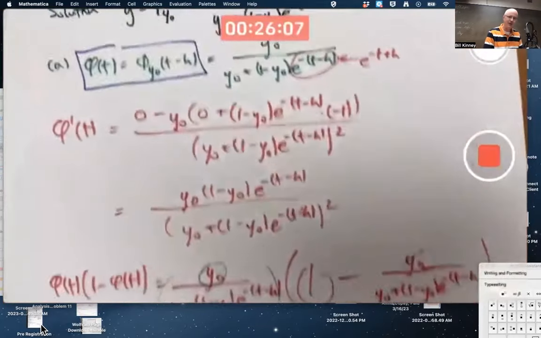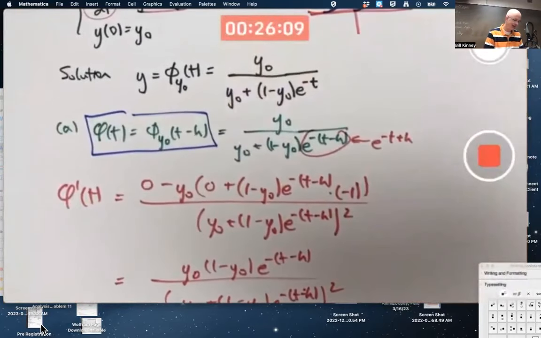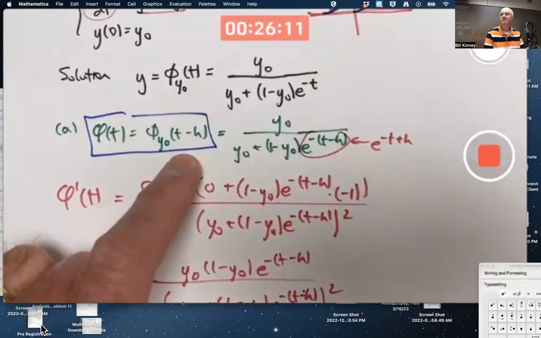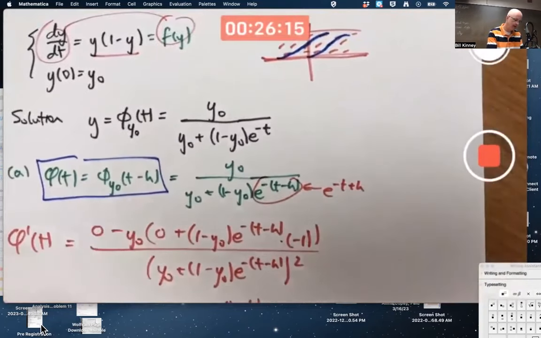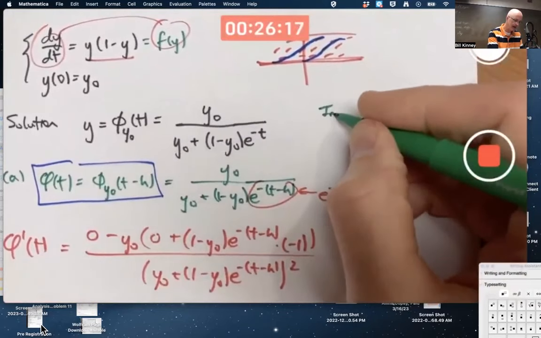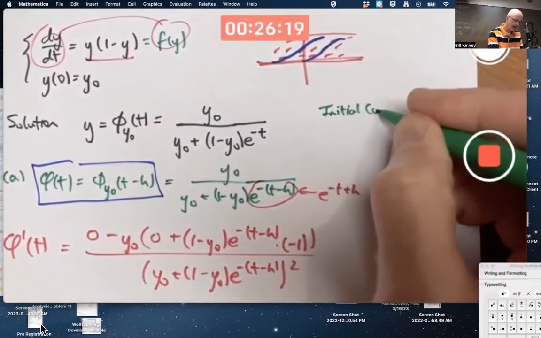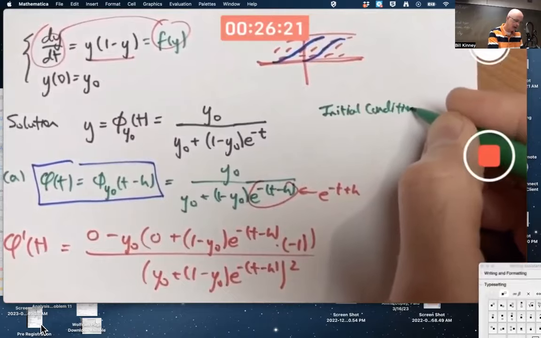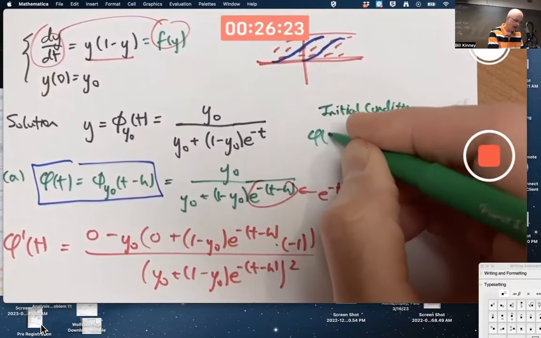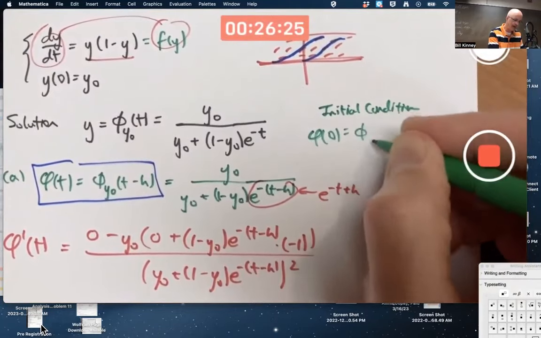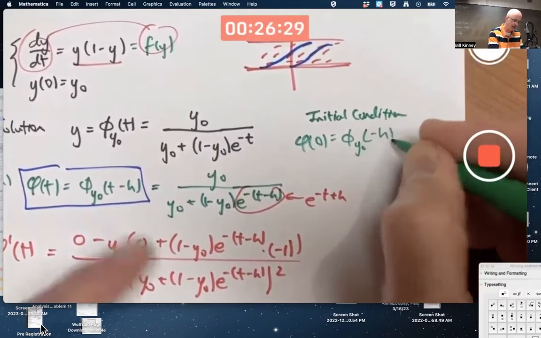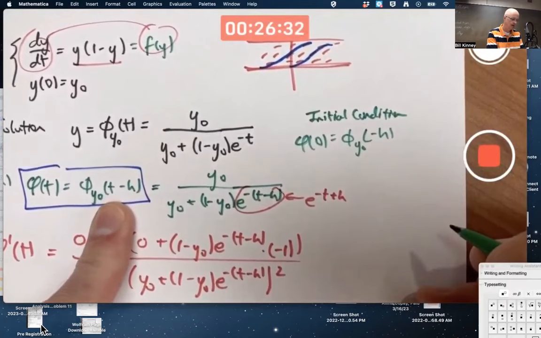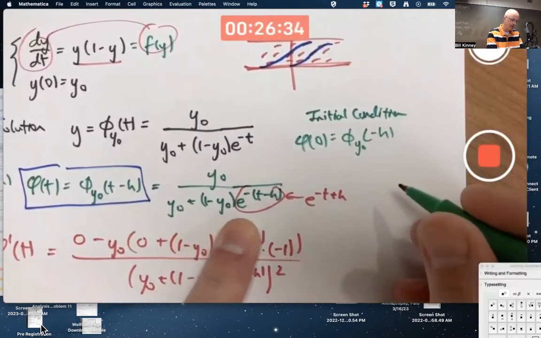The other question was what's the initial condition? Just plug in t equals 0. That's all you have to do. That's the easier part when you know what to do. The initial condition, fancy phi of 0, is in the abstract going to be the original phi function sub y0 of negative h. Replace t with 0. And for this example, replace t with 0 here.